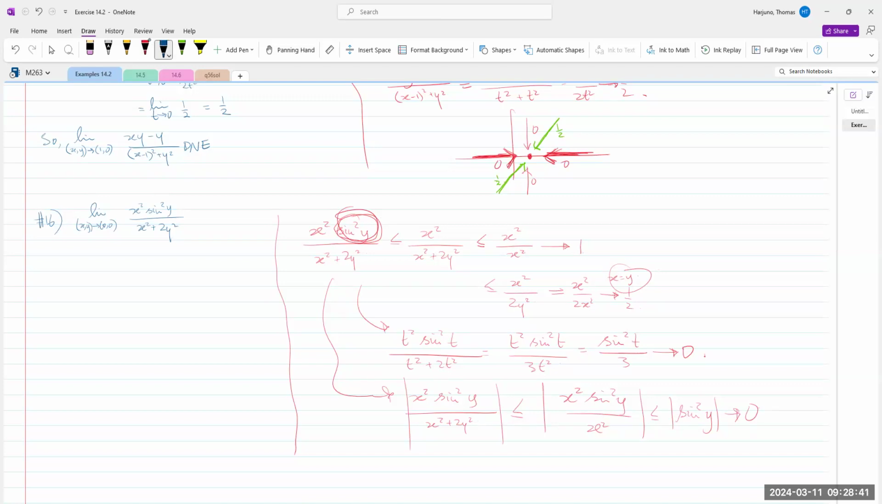So we will show that the absolute value of x squared sine squared y over x squared plus 2y squared is less than or equal to x squared sine squared y over x squared, which is less than or equal to sine squared y. I can get rid of the absolute sign because sine squared y is positive anyway. But this actually goes to 0 as y goes to 0.